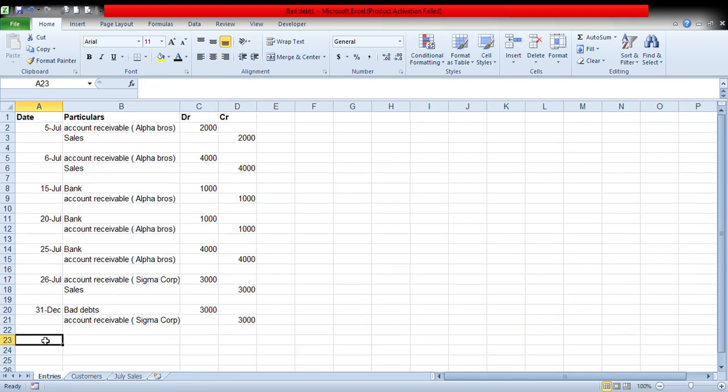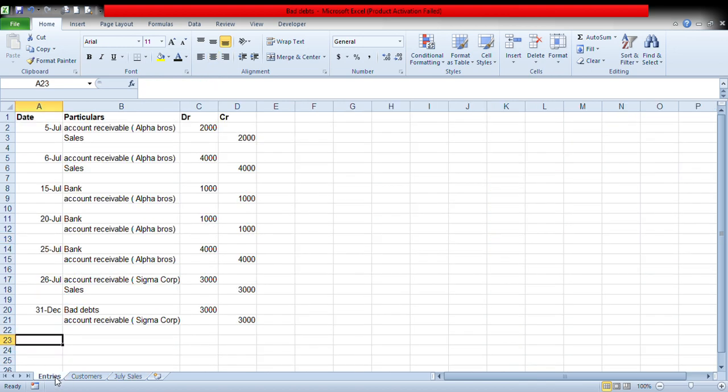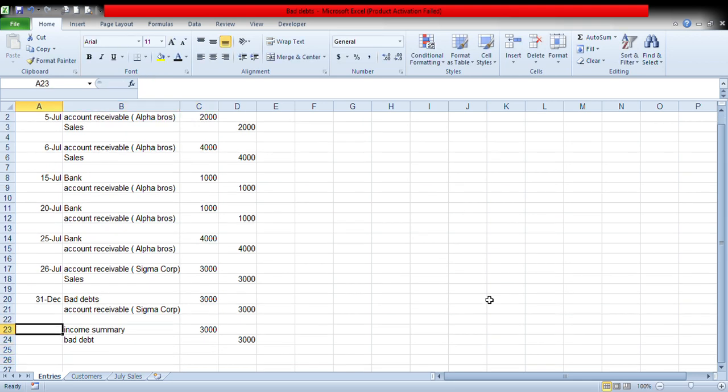Now what will be the entry, right? In the income statement, I didn't make the income statement here, because I just don't want to show you the receivable cycle. So bad debt. Okay, so the journal entry, for example, will be income summary and bad debt credit, which is 3000. That's it. On 31st December.